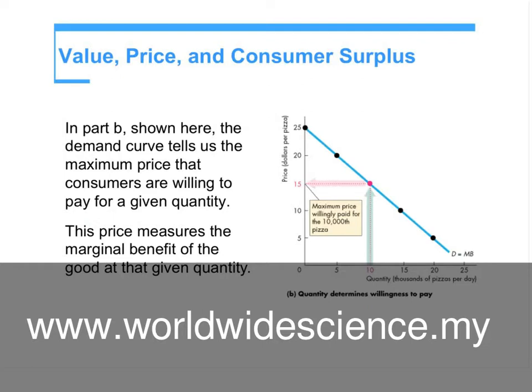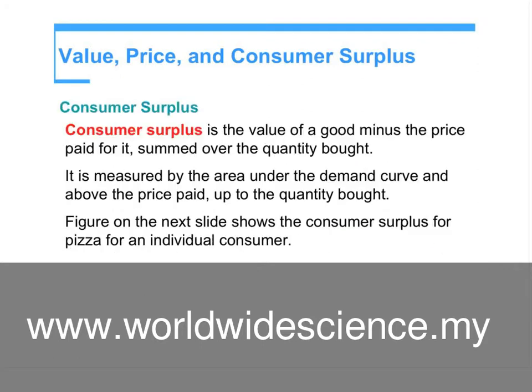So what is consumer surplus? Consumer surplus is the value of a good minus the price paid for it. So consumer surplus is the value of a good minus the price you pay for it, summed over the quantity bought. So it's measured by the area under the demand curve and above the price paid, up to the quantity bought.